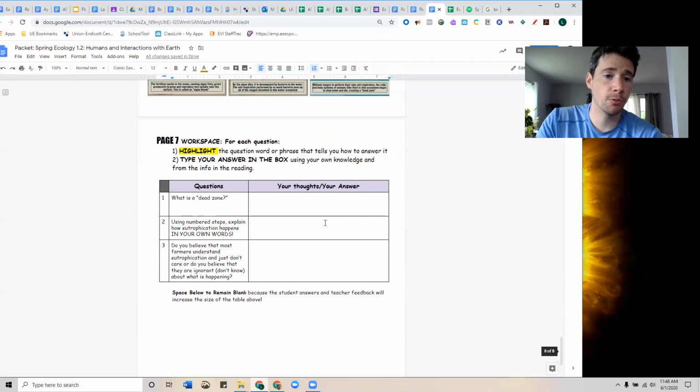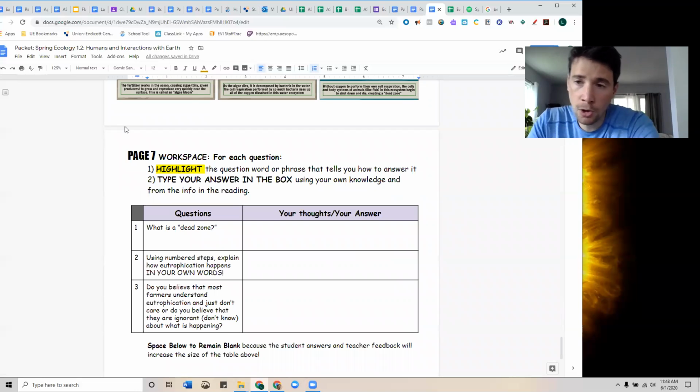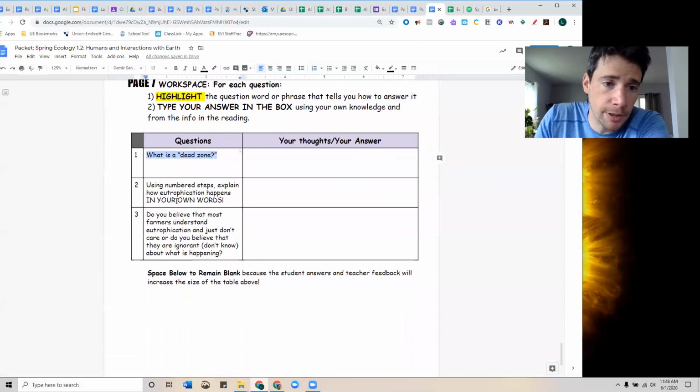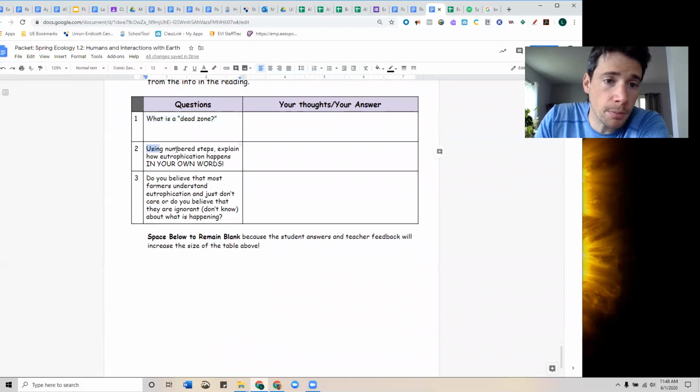So what are we supposed to be doing here? What are some questions? One, what's a dead zone? That should be an easy one for you, right? Make sure you highlight. Two, using numbered steps, explain how eutrophication happens. So 1, 2, 3, 4, 5, if you will. Put it in your own words, please.